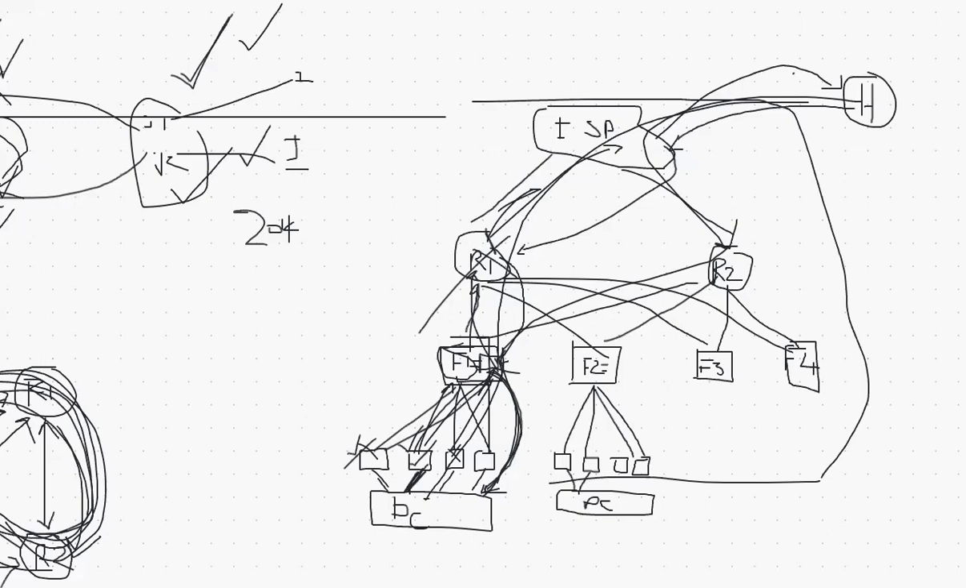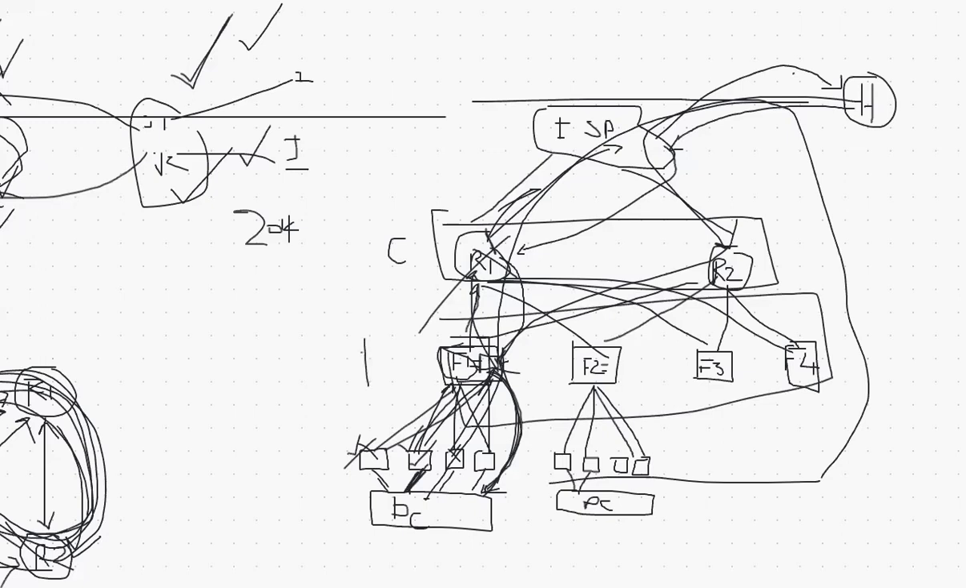This layer is called the core layer. This layer is called the distribution layer. This layer is called the access layer. And that's where we'll be connecting to the PCs. I mean, the servers or PCs, whichever, whatever content that you want to get from the data center. This is how the data centers used to be.